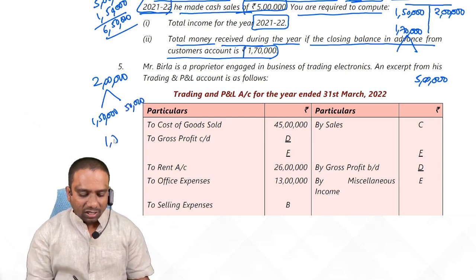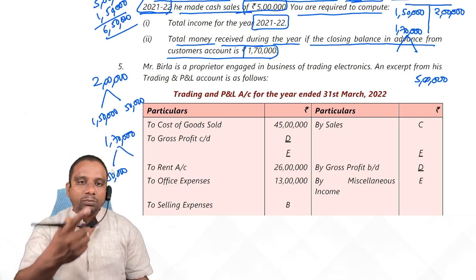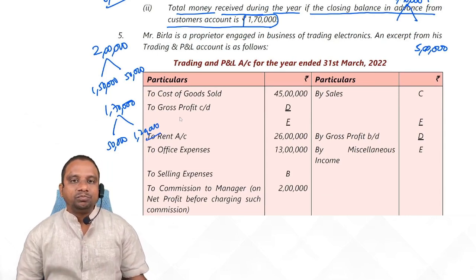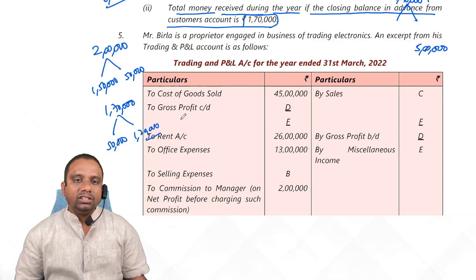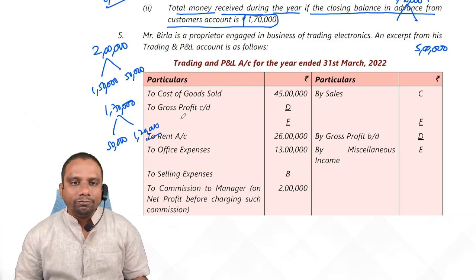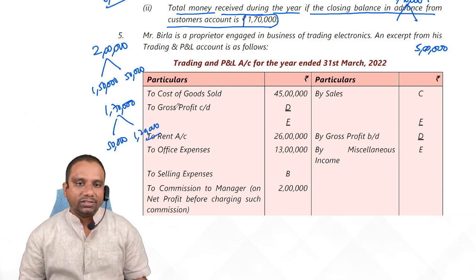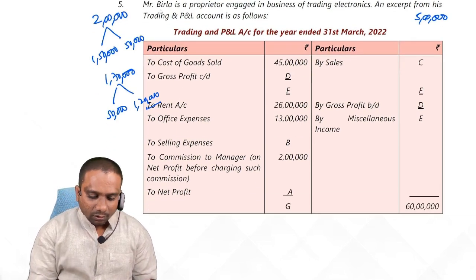Now what is the outstanding balance? 1,70,000. Already out of this 50,000 was received in the previous year, last year. So what is the amount we received in the current year as advance? 1,20,000. So 5 lakhs we received in the form of sales, 1,20,000 we received in the form of advance. So total cash received is 6,20,000, students. Okay. Next one. Fifth one.